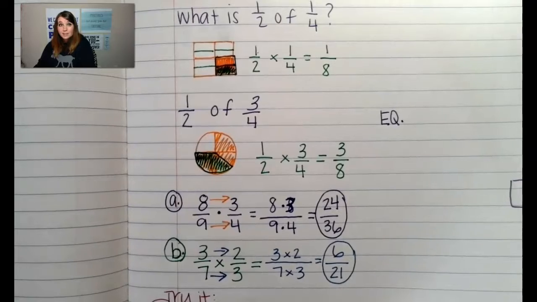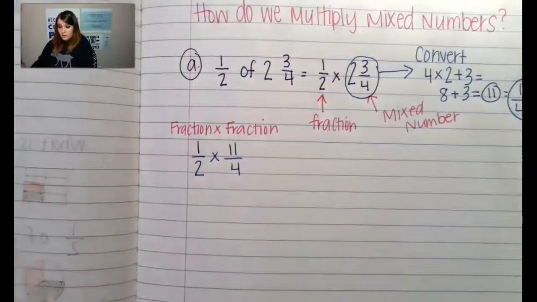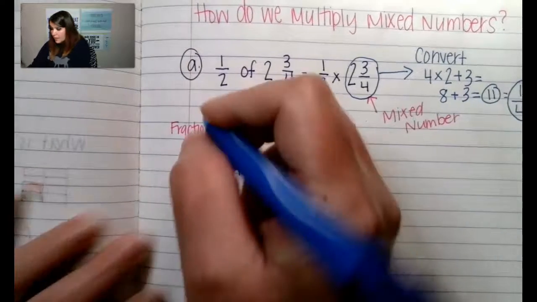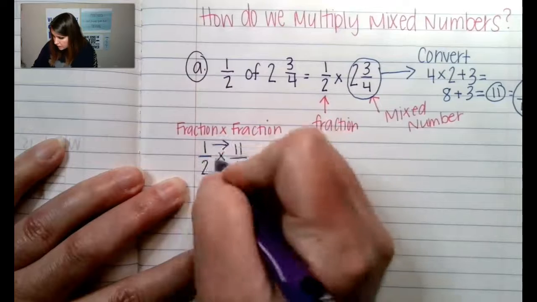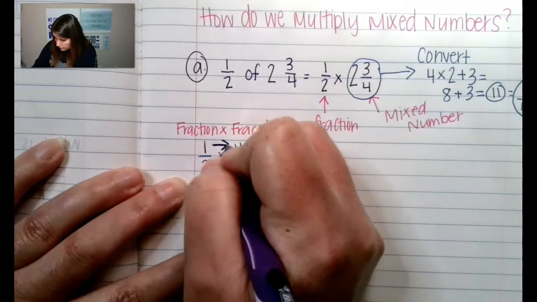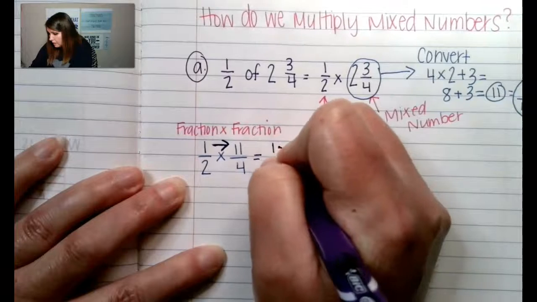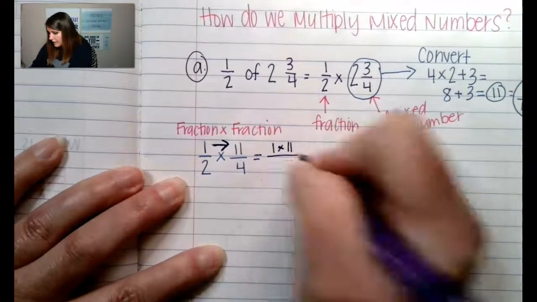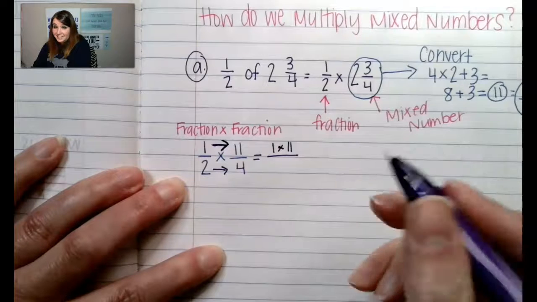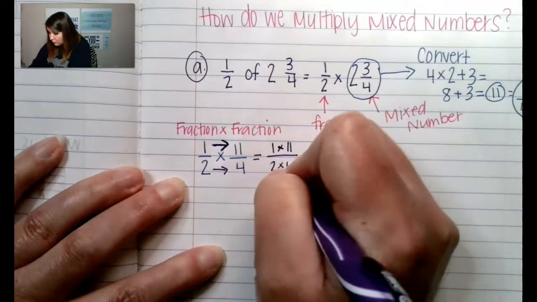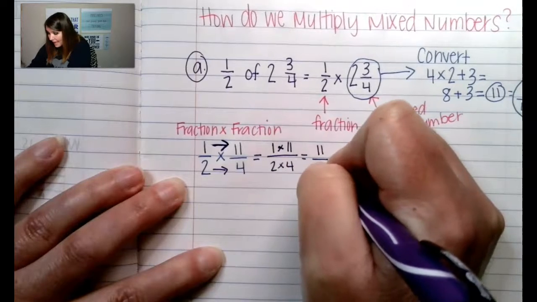Okay, so let's go. All right. Well, 1 times 11. Oh, I should use a different color here so you can see this. Okay, let's use purple. All right, 1 times 11 and 2 times 4, I guess you can't really see the difference. 2 times 4 is 8, so the answer is 11 over 8.